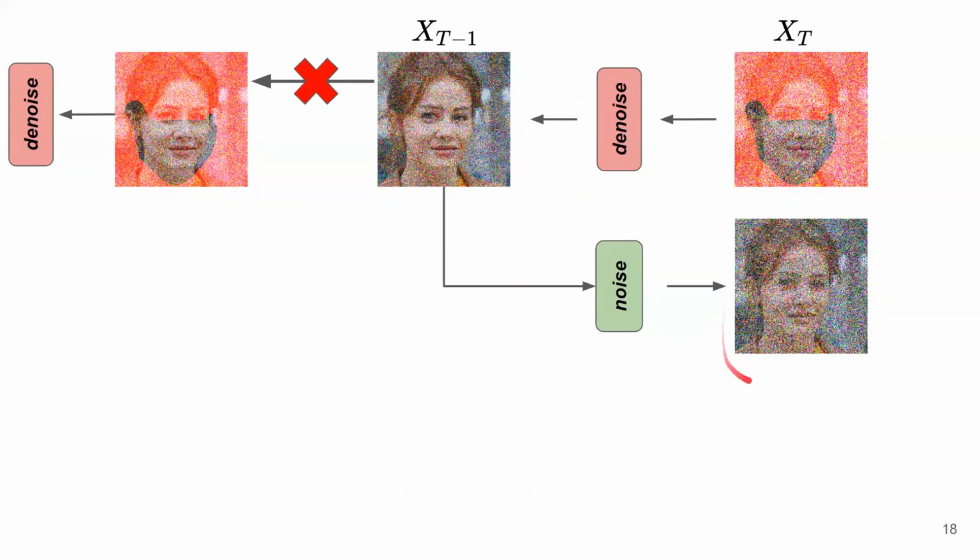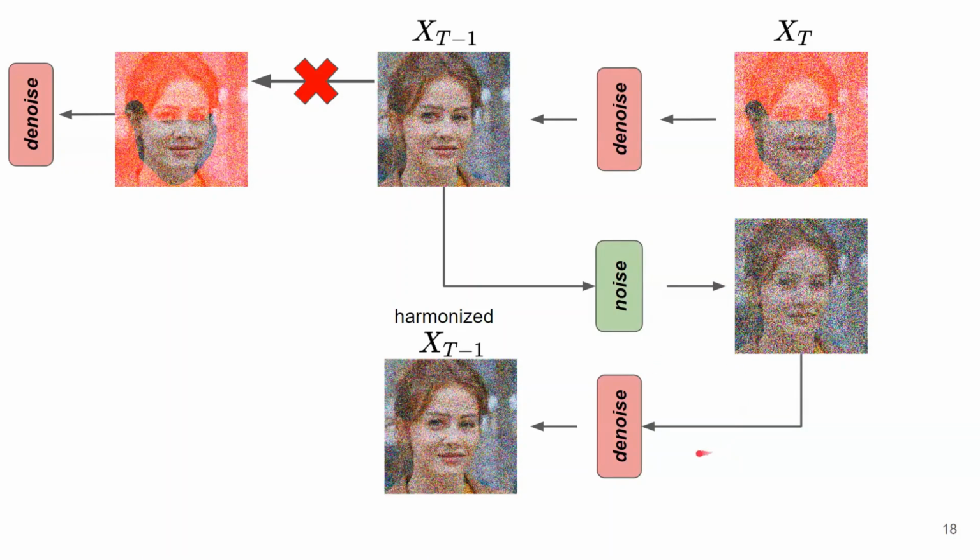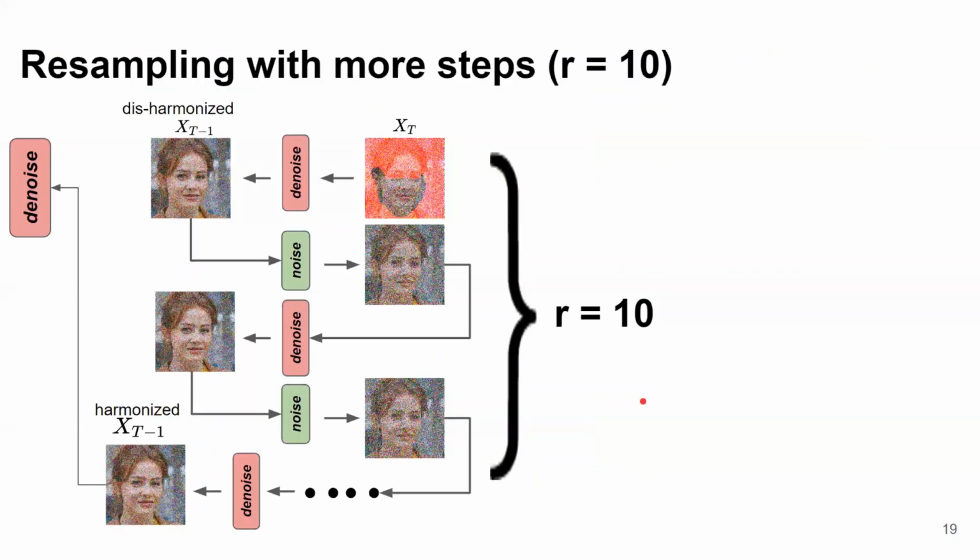So we have a new XT. Then we use that to denoise it again, so that the model will have all the information it needs to create a more harmonized XT-1. Then we use that to feed into the next step of denoising. So in reality, the author actually used multiple steps with this resampling. They actually use R equals 10, which basically means they add noise and denoise 10 times before they feed it into the next denoising step.